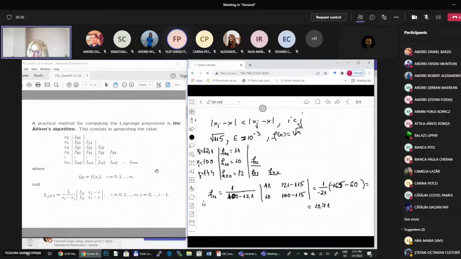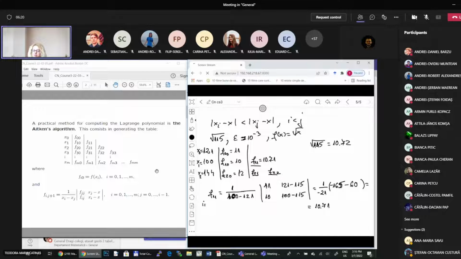10.71 is minus 165 minus 60, so it's 200 and something. Maybe you have changed the sign to obtain 5. So 10.71, and this is right. If you do the calculation for square root of 115, you get how much? 10.72, yeah. So we are close.